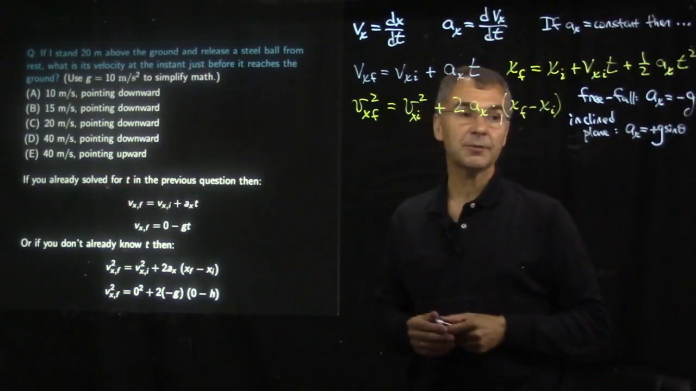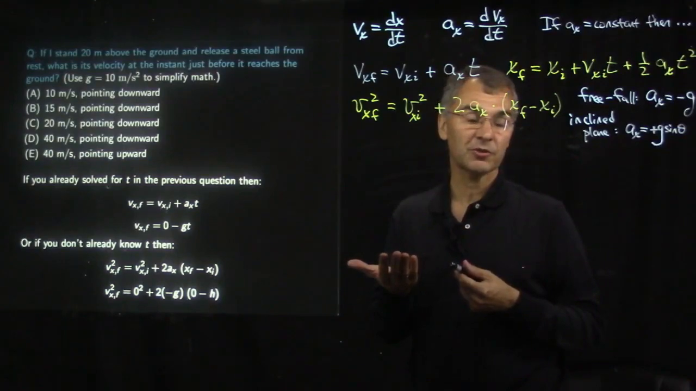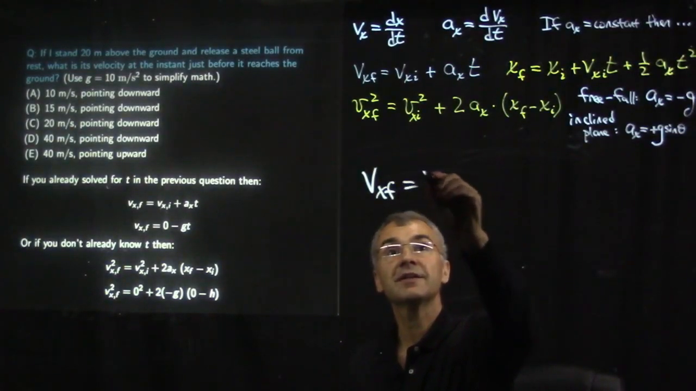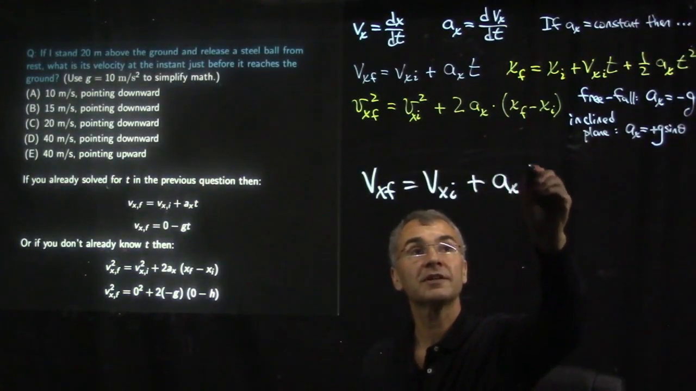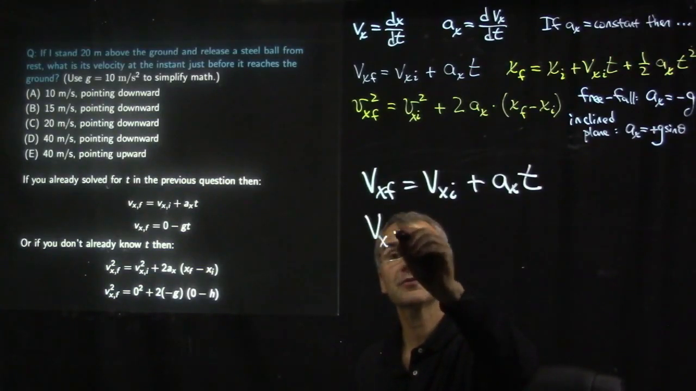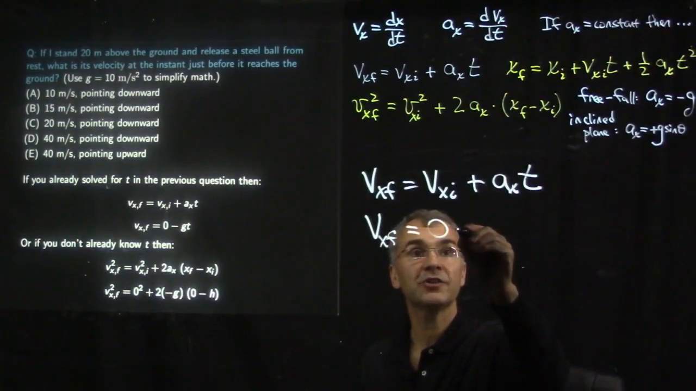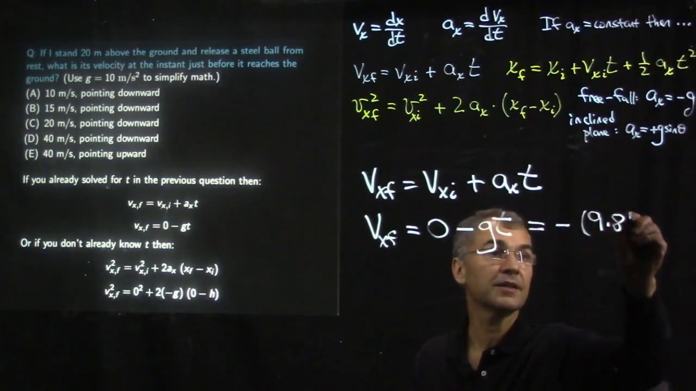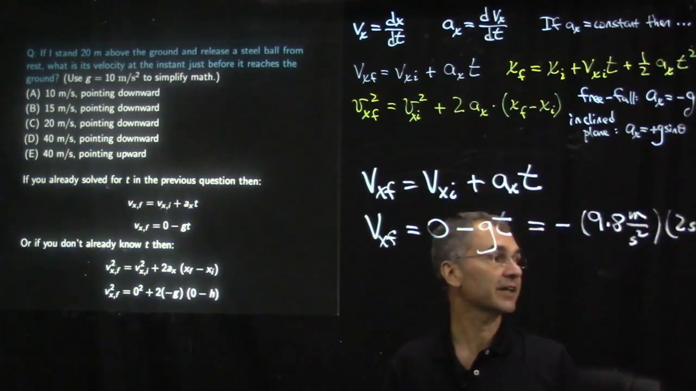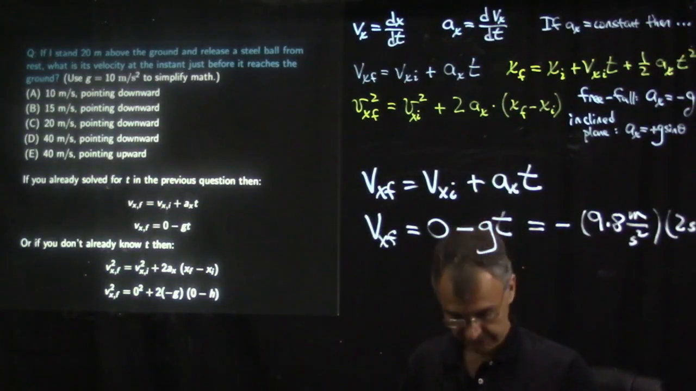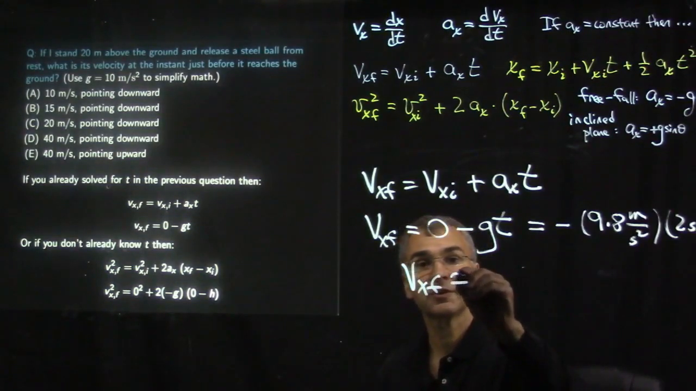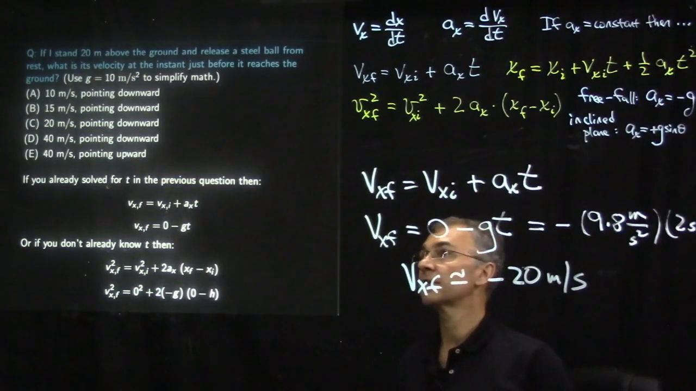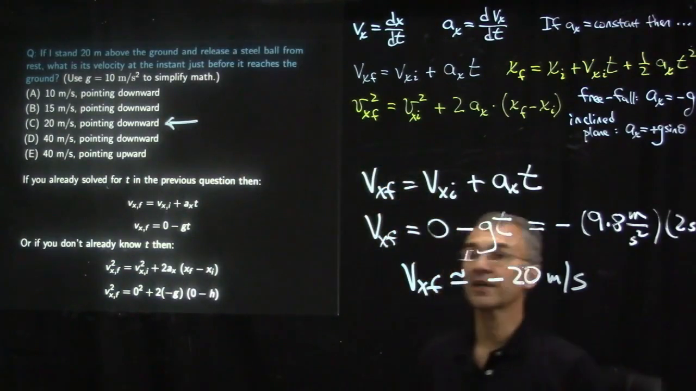Well, if we just solve for time in the previous question, on the previous slide, we know the time is about 2 seconds. So if we know that, then we can say Vx final is Vx initial plus a sub x t. Vx initial was 0, and a sub x was minus g. So 0 minus gt. So this is minus 9.8, or it could be 10, meters per second squared, and then we had about 2 seconds. So it seems like the answer is that Vx final is pretty close to minus 20 meters per second. So I think I like that. 20 meters per second pointing downward.